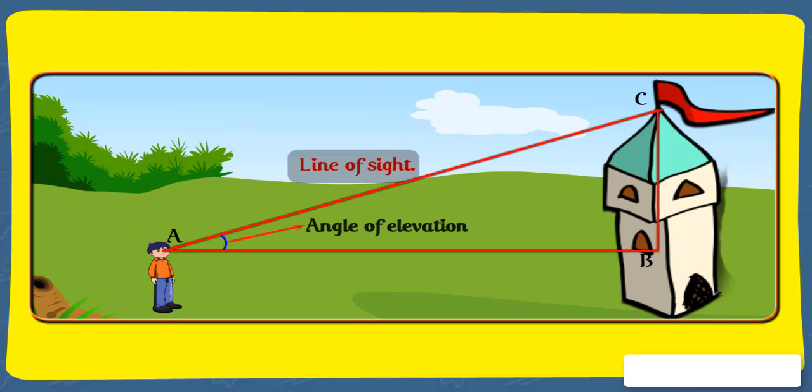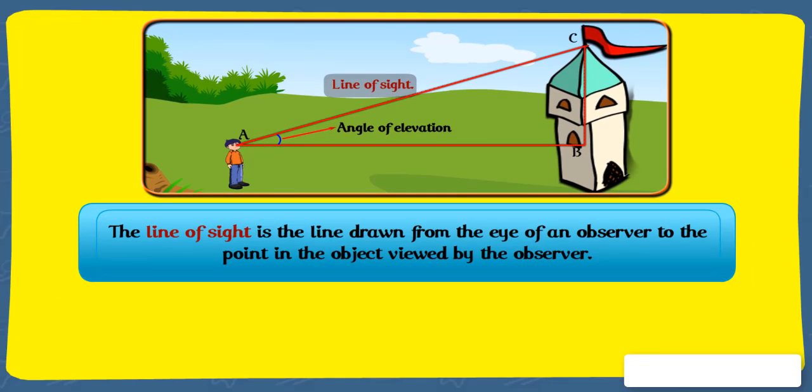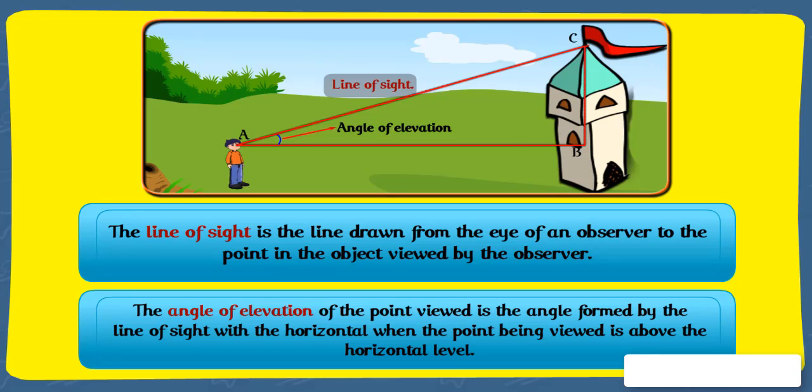The angle BAC, so formed by the line of sight with the horizontal, is called the angle of elevation of the top of the tower from the eye of the student. Thus, the line of sight is the line drawn from the eye of an observer to the point in the object viewed by the observer. The angle of elevation of the point viewed is the angle formed by the line of sight with the horizontal when the point being viewed is above the horizontal level.